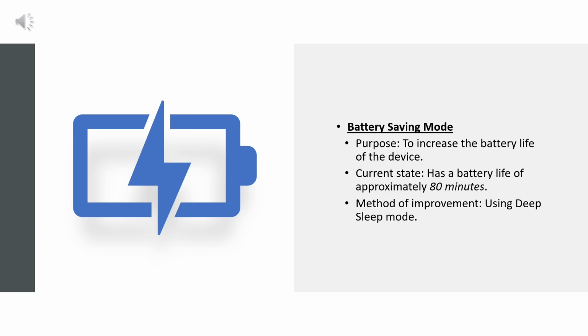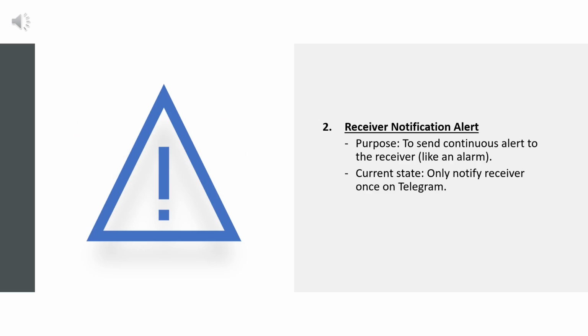This is highly inconvenient, and therefore, a solution has been made where a deep sleep mode function is used to put the device to sleep when not in use. This will reduce power consumption and increase its battery life. One other improvement is the receiver notification alert. Currently, our device is only programmed to notify the receiver once when a fall is detected. In cases where the receiver missed the alert, no help will be sent to the person in danger, which is why this improvement is needed, so the receiver will be notified with a continuous alert until it is deactivated manually.